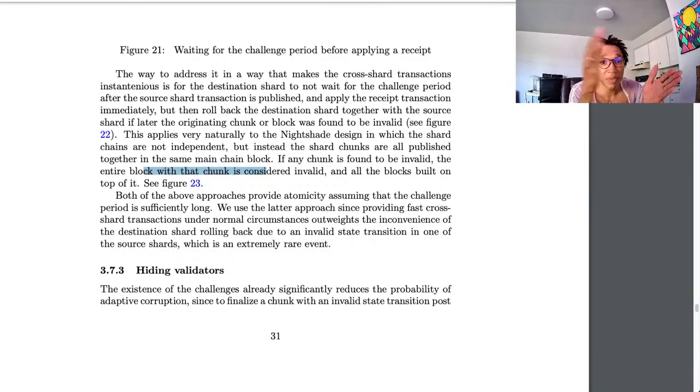So you can still build on top of something and keep justifying blocks, let's say, and building on top. But there's no finality there. And it shows that very clearly, I suppose. Both of the above approaches provide atomicity, assuming that the challenge period is sufficiently long. So they're saying that you could have this atomic or synchronous swapping of data or state, I suppose, on two different shards. But then you have to wait for a challenge period before that data becomes arguably useful. And I would assume the longer you wait, the more useful that data is. So like even in Ethereum, you wait 12 confirmations or whatever it is, 6 confirmations.